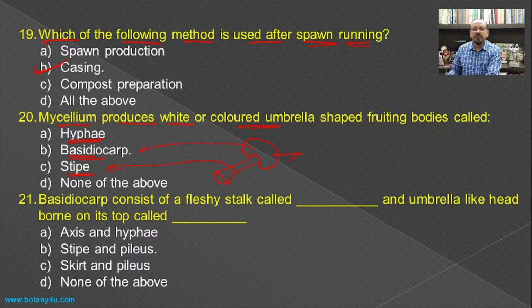It means that the fruiting body is the basidiocarp, and hence B will be the correct answer for this question. Then basidiocarp consists of a fleshy stalk called as. We know the stalk of the basidiocarp is the stipe, and the umbrella-like head on its top is the Pileus. So our answer becomes the stipe and the Pileus.